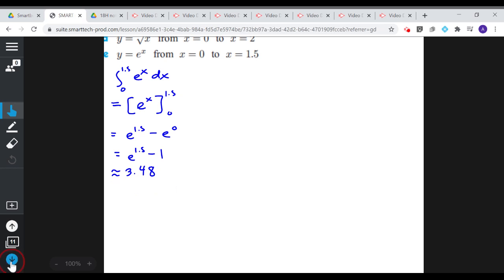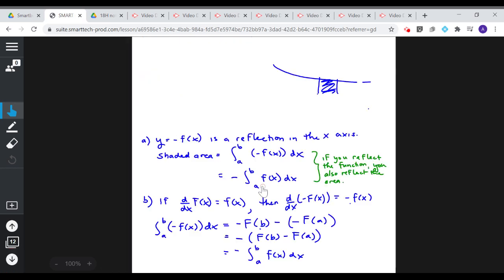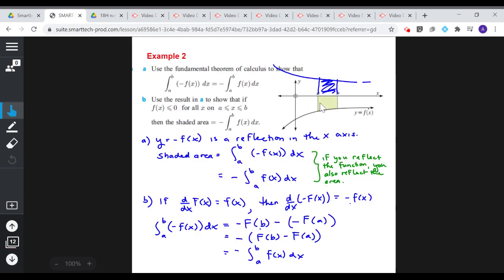All right. The last thing, which I'm not going to go through in much detail, is an example about using the fundamental theorem of calculus to just show that the integral of a negative function is the same as a negative version of the integral of f of x. It's really proving that if I pull out this constant, I still get the same answer.